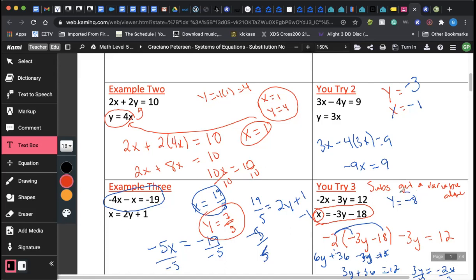Once you have one variable, you use it to solve the other variable. So now I'm going to replace the y in that second equation, or in the first, doesn't matter, but it's going to be easier in the second equation if I replace the y and now solve for x. So we're going to have x is equal to negative 3 times negative 8 minus 18. Okay, so that means x is going to be equal to 24 minus 18, which is 6. So x equals 6 and y equals -8.